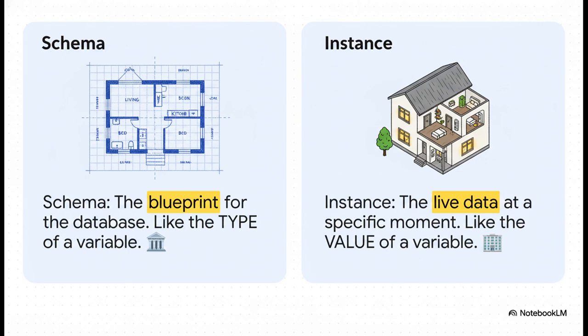And the best analogy is right here on the screen. The schema is the blueprint. It defines the structure, the rules. The instance is the actual building, filled with people and furniture. It's the live data, snapshotted at one specific moment in time. Put another way, the schema is like the type of a variable, while the instance is its actual value.